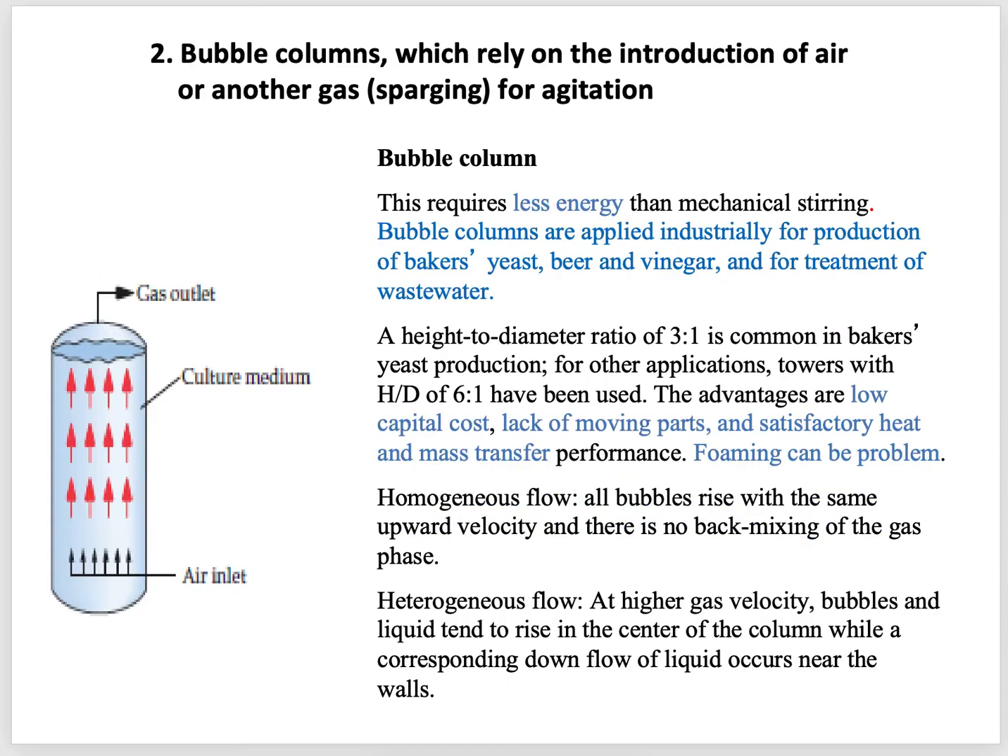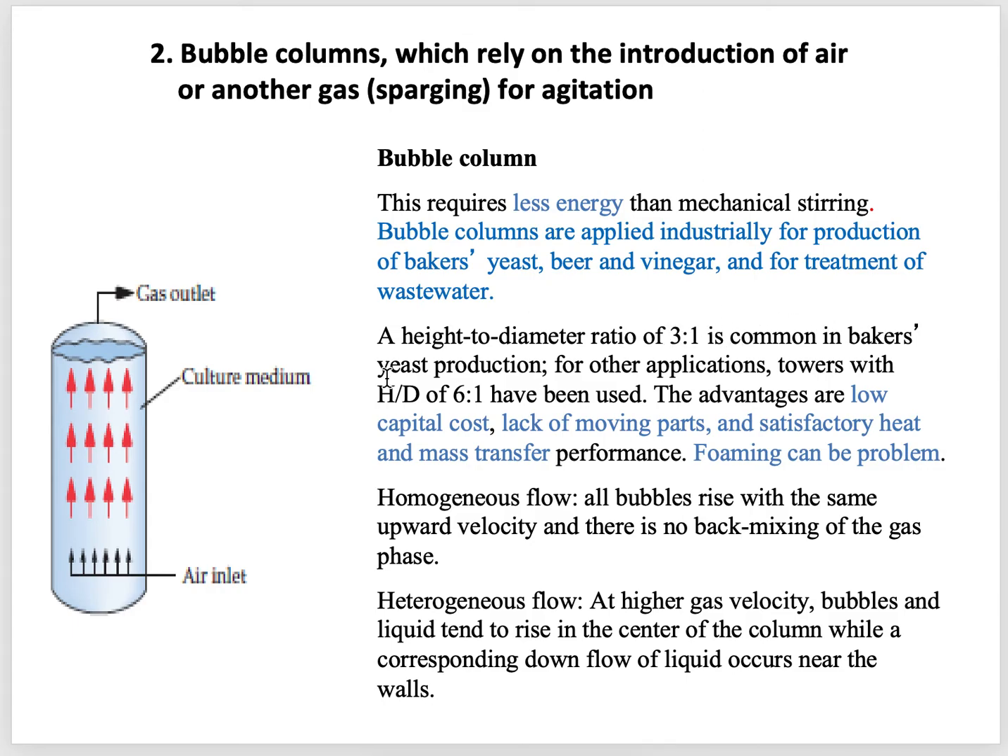Then bubble column bioreactor. In this type of bioreactor, mechanical stirrers are not used. Rather, bubbles, that means gas, air, or other gas, are used to achieve the required agitation, that means mixing. Bubble column reactors require less energy than the mechanical stirrer, and they are applied industrially for production of baker's yeast, beer, and vinegar, and for treatment of wastewater, etc.